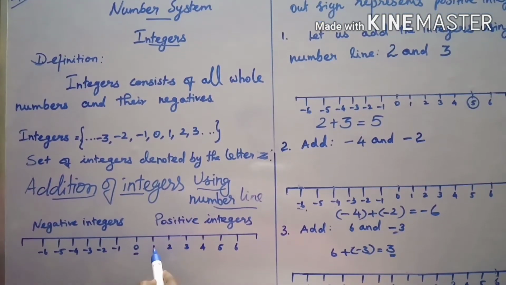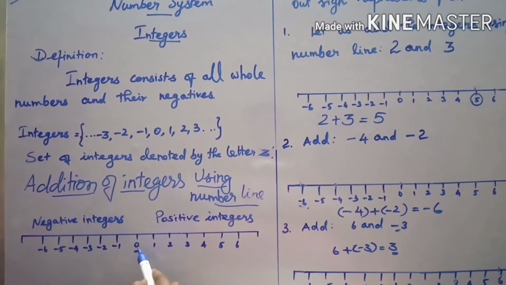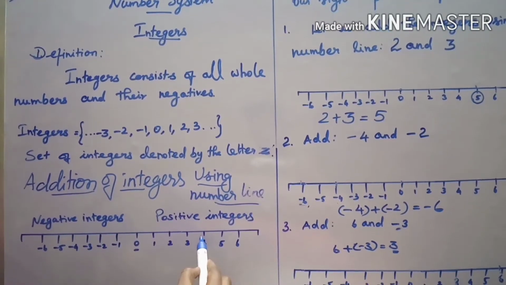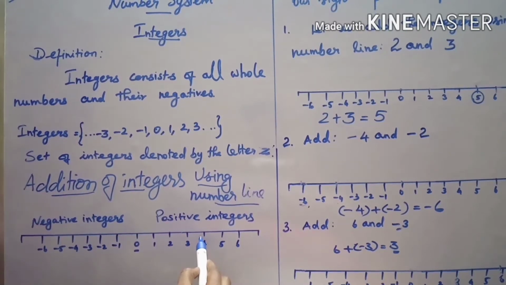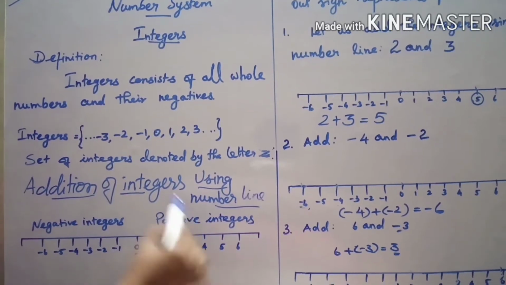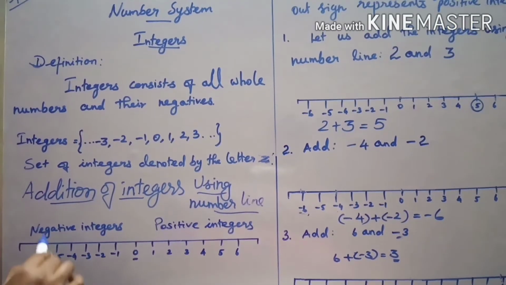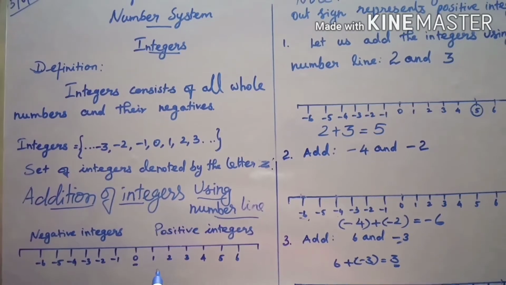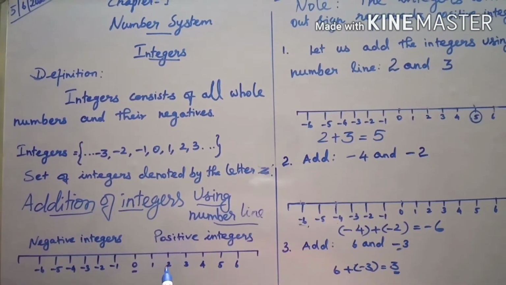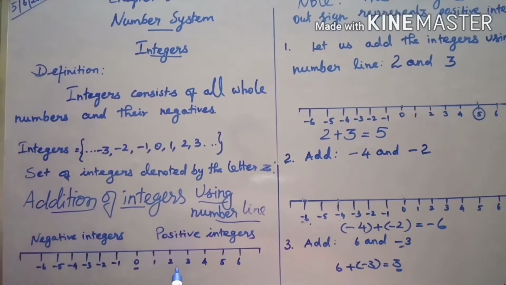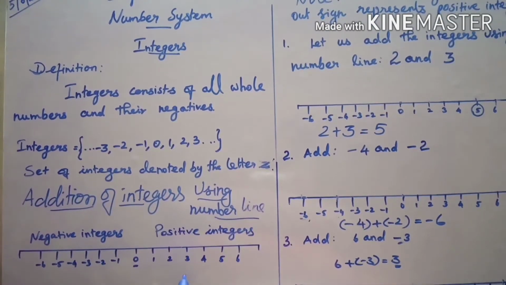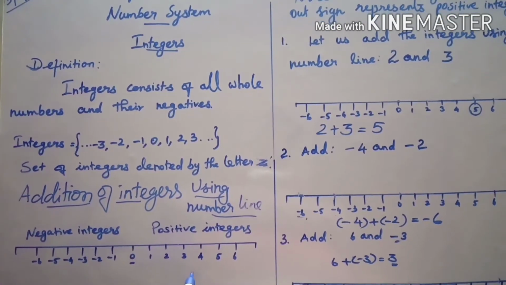Initially, we start at 0 and face positive direction. We step forward for positive integers and backward for negative integers. Forward for positive integers, backward for negative integers. We maintain the same position, that is, we maintain the same positive direction for addition operation. Am I clear?